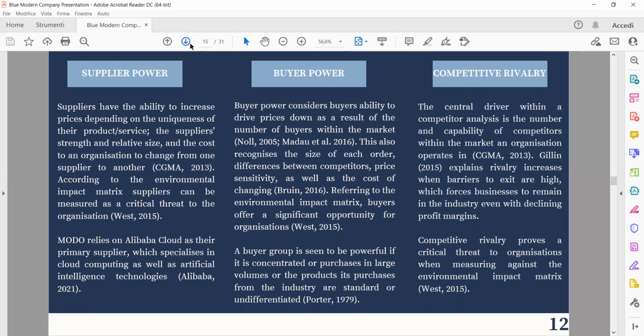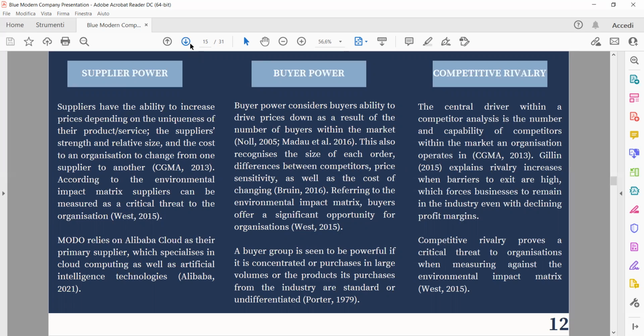Modo relies on Alibaba Cloud as our primary supplier who offer a specialised and technical service. However, there are several other suppliers within the market, including Microsoft and Amazon Web Services. Although there are alternative suppliers, Modo has programmed their systems to be compatible with Alibaba Cloud, and changing could prove catastrophic to the running of their service, costing time, money, and customer satisfaction. This increases the supplier's ability to increase the price.